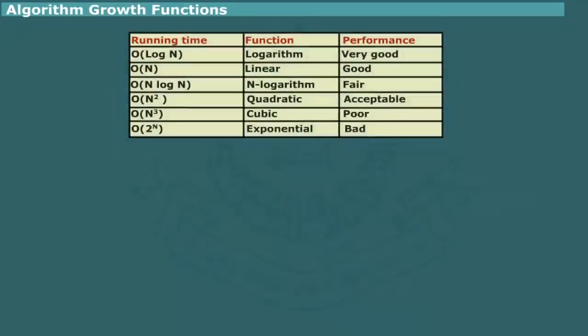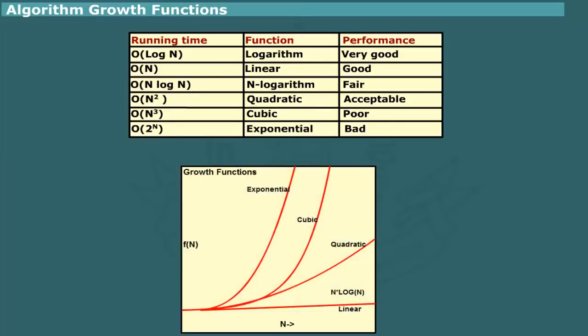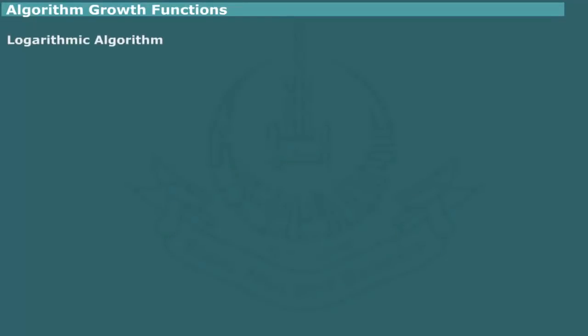Algorithm growth functions. This table shows some of the functions commonly used to study the behavior of algorithms. The graph and functions commonly used in analysis of algorithms are shown on the screen. Logarithmic algorithm. The growth function has some useful properties which reflect performance characteristics of an application.